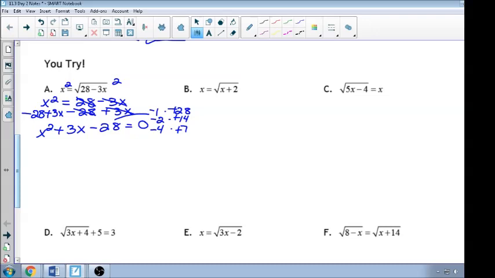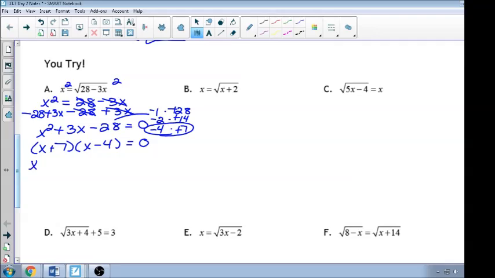If you need help with factoring, you need to come see me. Okay. At this point, I need to figure out which one will add to positive 3. Well, that would be negative 4 and positive 7. So I have x plus 7 and x minus 4 equals 0.